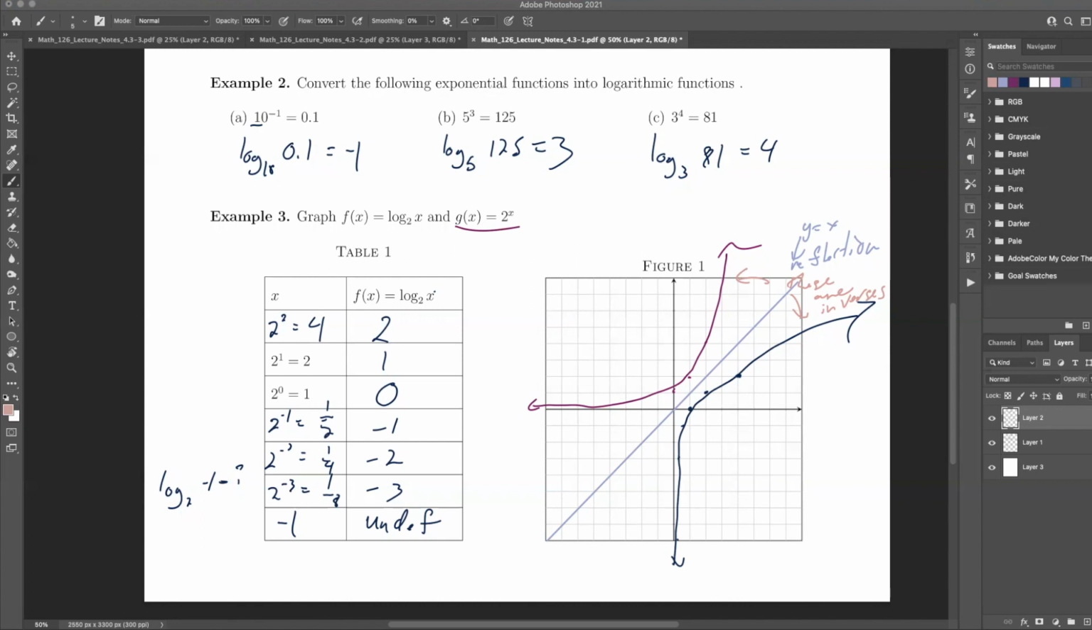I'm going to open up Desmos as you do that. Desmos. All right. So the next page.